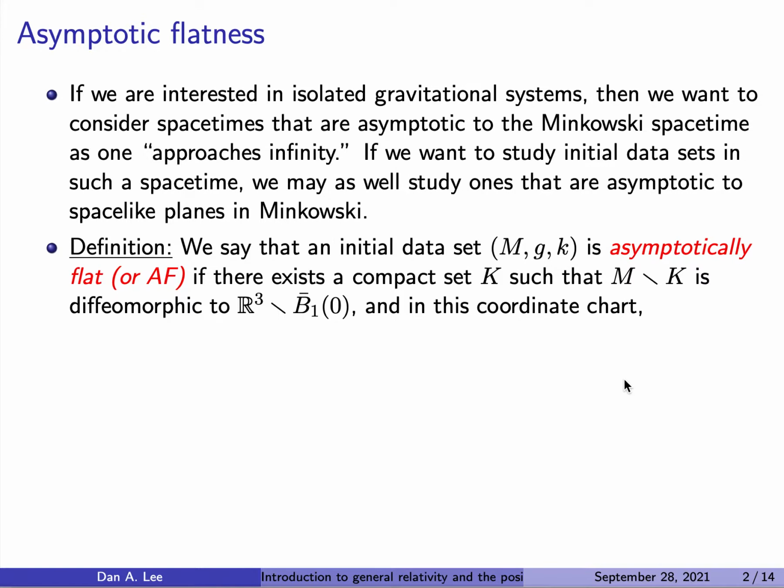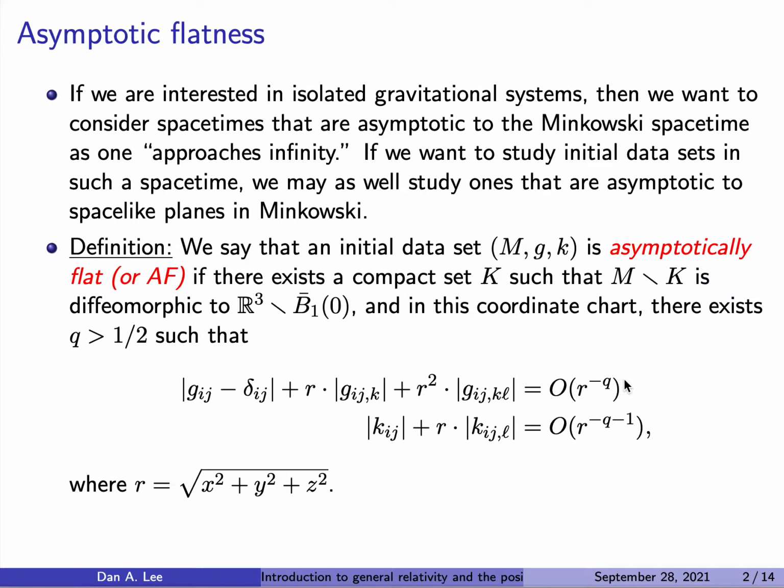We say that an initial data set, (M, g, k), is asymptotically flat, or AF, so I'll frequently abbreviate this as AF to save a little space, if there is a compact set K, such that outside that compact set K, there's an exterior coordinate chart, right? So R^3 minus a ball. And in that coordinate chart, there is an exponent q, which corresponds to a decay rate, and the q has to be at least 1/2.